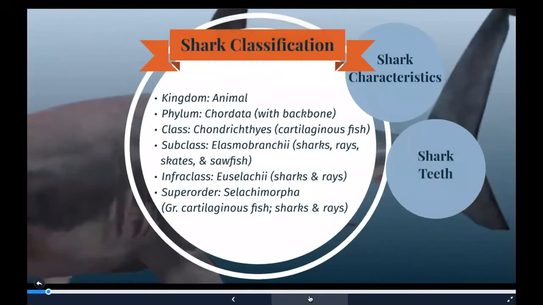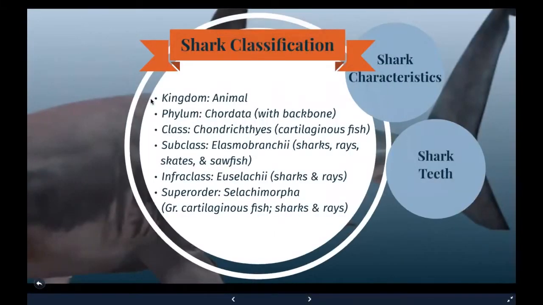So sharks, first of all, come from the animal kingdom and from phylum Chordata. That means they're part of all animals with backbones. Class Chondrichthyes, or cartilaginous fish. Subclass Elasmobranchi, which includes sharks, rays, skates, and sawfish. Infraclass Euselachii, including sharks and rays.